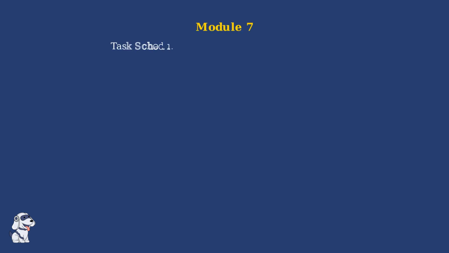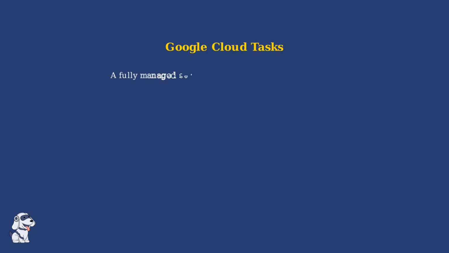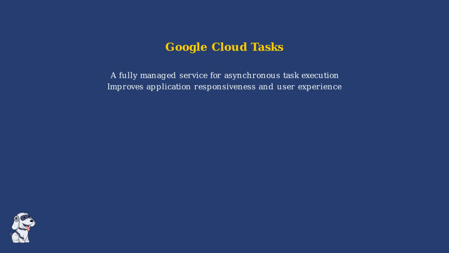Welcome to Module 7, where we explore task scheduling and workflows using Google Cloud Tasks. This comprehensive module will demonstrate how Cloud Tasks manages background jobs efficiently through animated visualizations of task queues and retry mechanisms. Cloud Tasks is a fully managed Google Cloud service designed for asynchronous task execution.